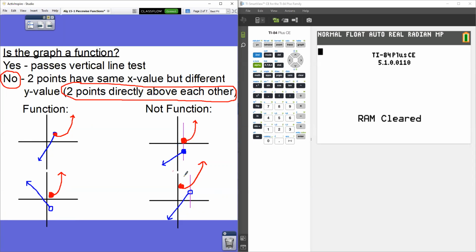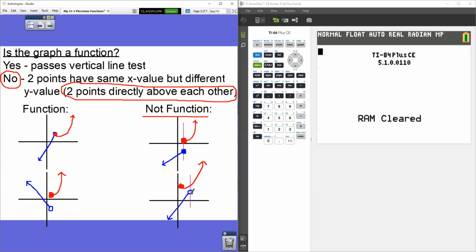So take a look at these that are not a function. See this purple vertical line? If you can draw a vertical line going straight up and down that goes through 2 dots at the same time, it is not a function. So when there's 2 dots directly above each other, it's a no.